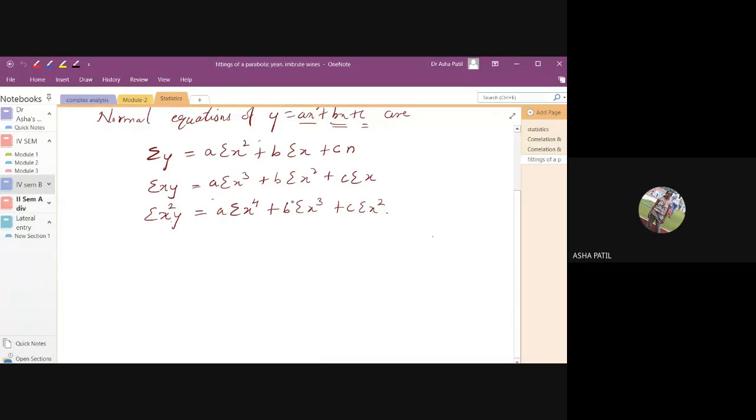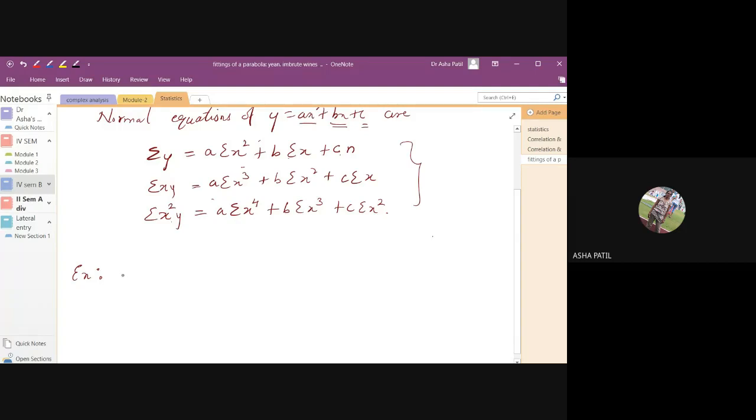Once you calculate all these and substitute the values, you know that we get three equations with the three unknowns a, b and c, and with the help of a calculator you can solve them and write the values of a, b, c. Once you get the values of a, b, c, then we can write this equation. So that is again the same procedure as we did in fitting a straight line. Okay, let us do an example.